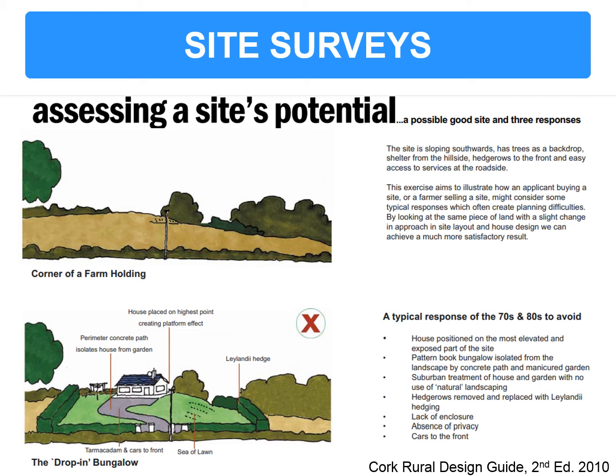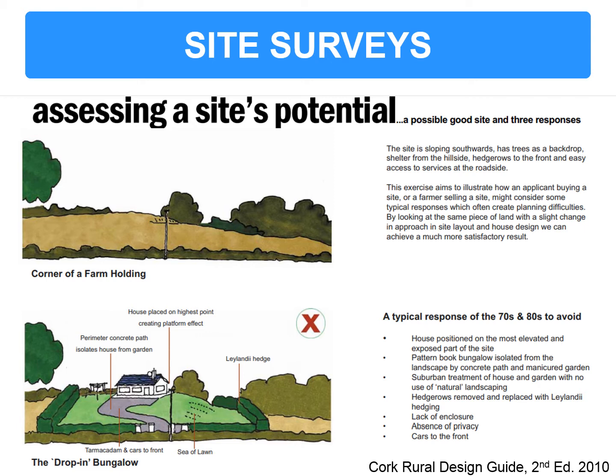So I suppose we can learn from our mistakes in the past. It's a typical response. It's a really common house type across Ireland. It's the bungalow from the 70s and 80s, where the house is placed on the highest point of the site. The house is isolated from the landscape with a very manicured, perfect garden and a concrete path. We have a type of hedgerow that's been used that is not native, which is not sympathetic to the landscape. So it's not very private, given that you're up on the top of the site.